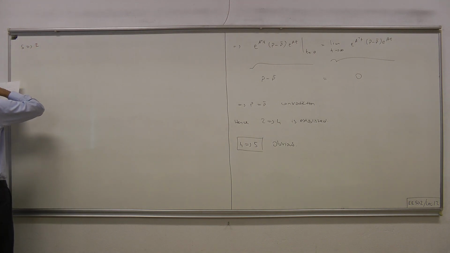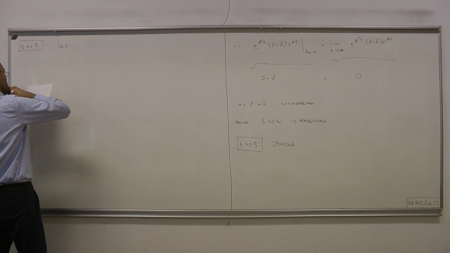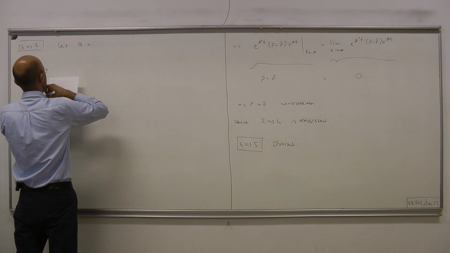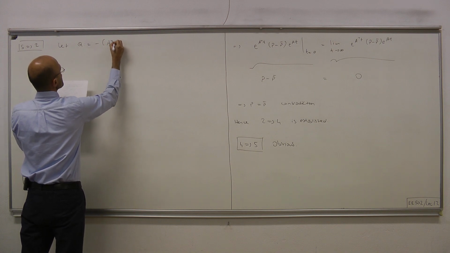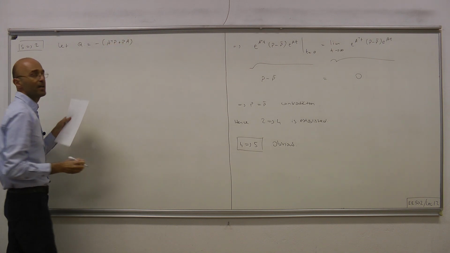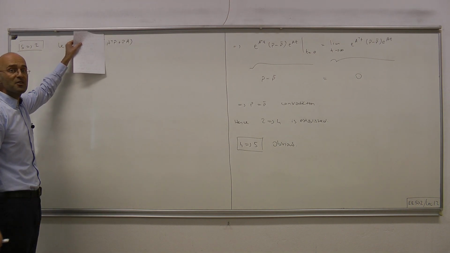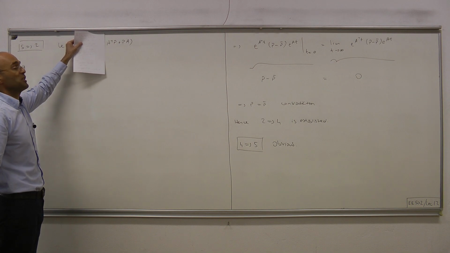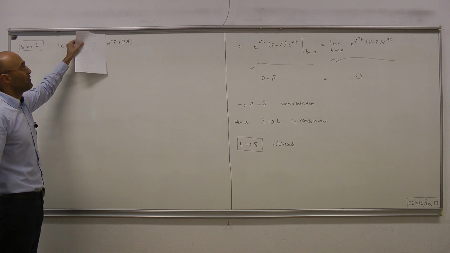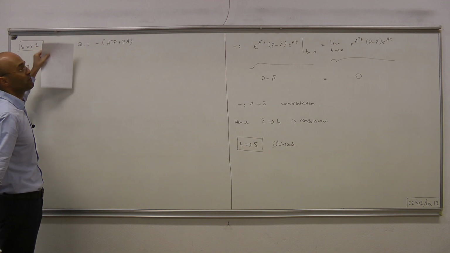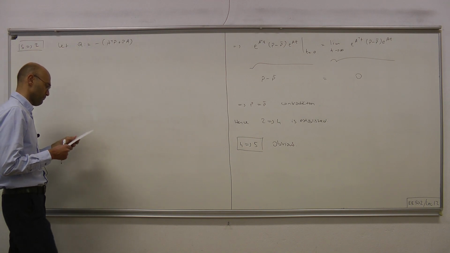Okay, final step: 5 implies 2. So let Q be defined as minus A transpose P plus PA. The statement of 5 was that there exists a P, symmetric positive definite, such that A transpose P plus PA is negative definite. If A transpose P plus PA is negative definite, then minus that matrix is positive definite, and that positive definite matrix we define as Q, our matrix Q.